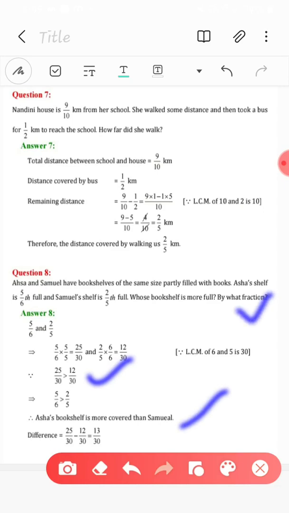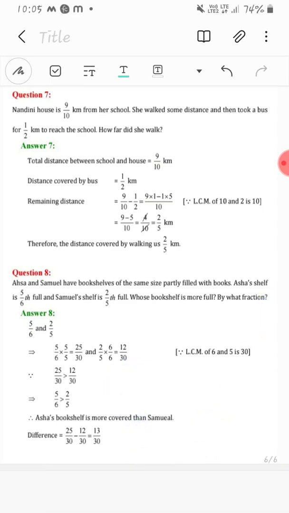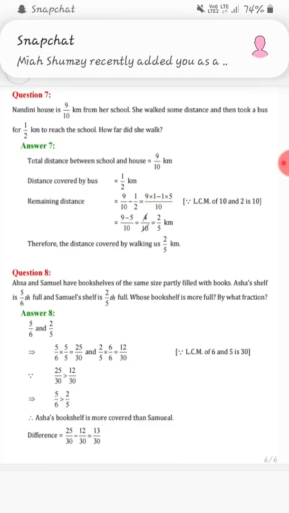And what is the difference? By what fraction are they more or less? So we have to subtract: 25 by 30 minus 12 by 30. Since the denominators are the same, we directly put 25 minus 12 is 13. So 13 by 30 is the correct answer. Hope you have understood this exercise 7.6 well. This is the end of the chapter on fractions. So thank you and have a nice day.